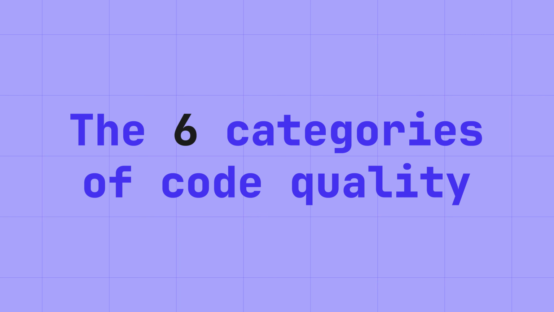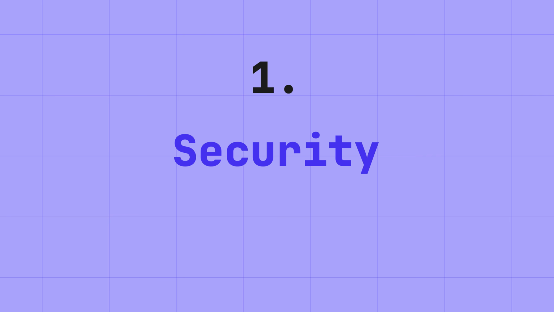To really understand code quality, I like to break it up into 6 different categories of what it's looking for. I'm not going to list all of the things under all of the categories, but I want to give you a general idea because it's going to help. So let's start off here in the security category.